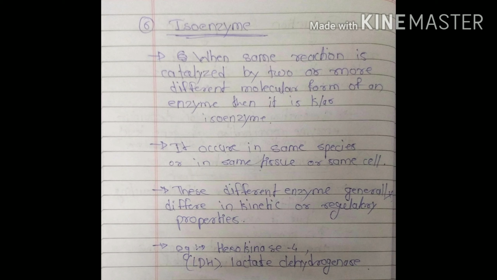The sixth factor which helps in enzyme regulation is isoenzyme. The definition of isoenzyme is: when the same reaction is catalyzed by two or more different molecular forms of enzyme, then it is known as isoenzyme. These different enzymes generally have different kinetic and regulatory properties. Examples of isoenzymes are hexokinase 4 and LDH.